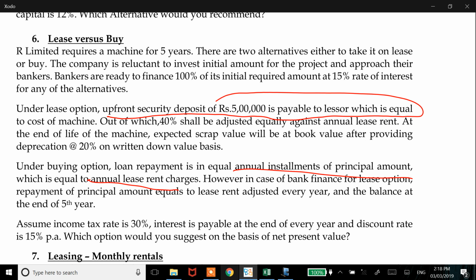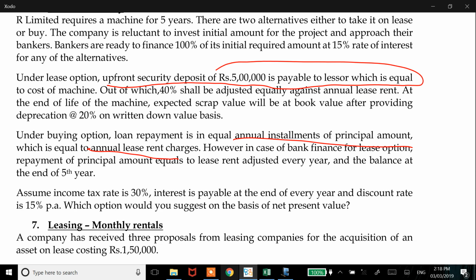I'll explain this when I do the question. Assume income tax rate, interest is payable, discount rate is 15% per annum. So discount rate is not the same as after-tax cost of debt. The discount rate given in the question is 15%. So when you evaluate the loan option, you have to do a detailed calculation. Lease option anyway is going to be detailed in this question, because the question says there is some loan to be taken even in case of lease option.